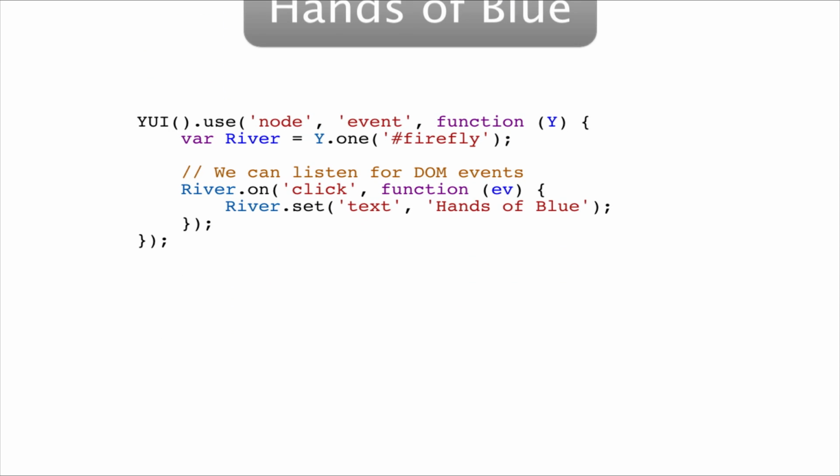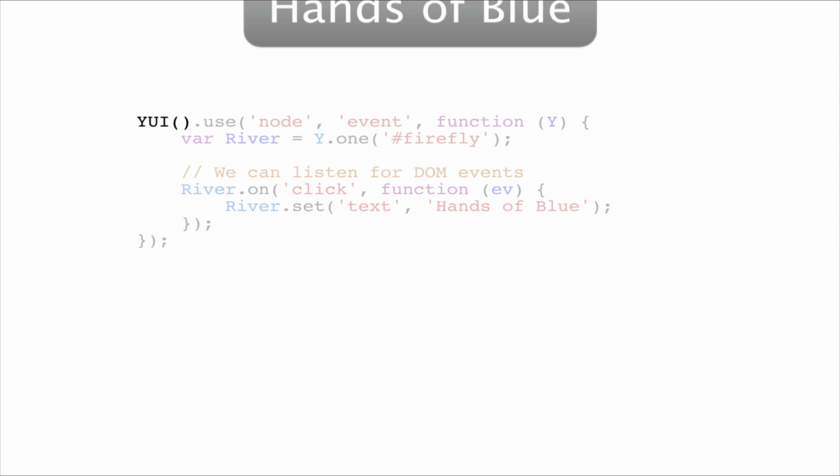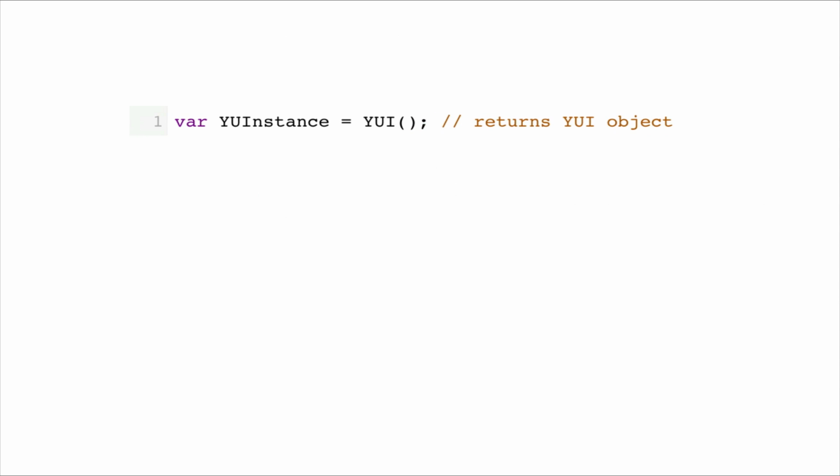So let's get back to the code, and we're going to step through what is going on here, because it's a simple interaction, but we've got a few lines of code to walk through. The first one is our YUI statement, our call to the YUI function. What does this do? Well, it returns a YUI object. It does some behind the scenes work.